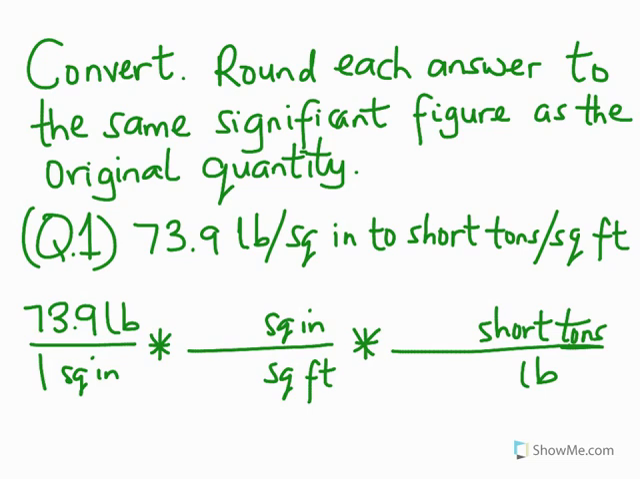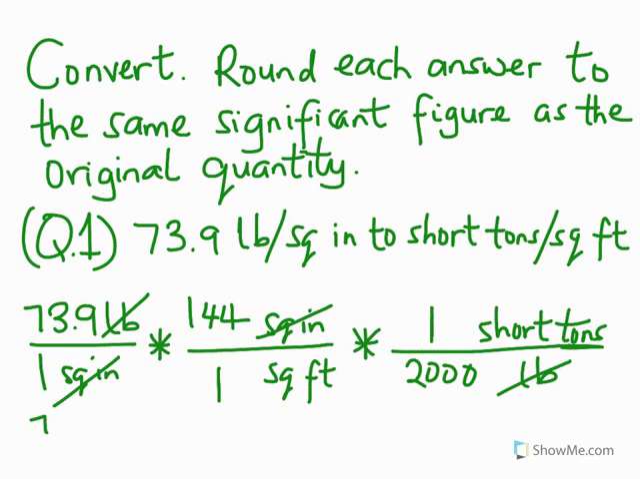Then you ask yourself, what is the relationship between a square inch and square feet? And we see that 1 square feet is 144 square inches. So 1 square feet here, and I put 144 here. Then I ask myself, what is the relationship between short tons and pound? I see that 1 short ton is equivalent to 2,000 pounds. So I put 1 here and I put 2,000 here. Then I can go ahead and cross out pound with pound, square inch with square inch. So at the end of the day, I'm left with short tons per square feet, what I wanted.